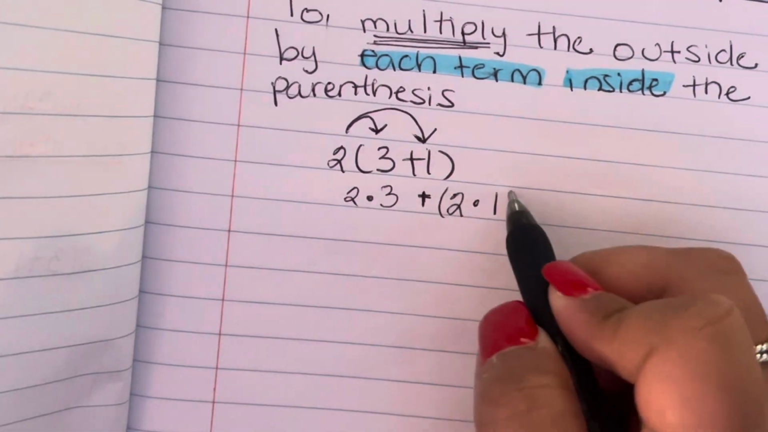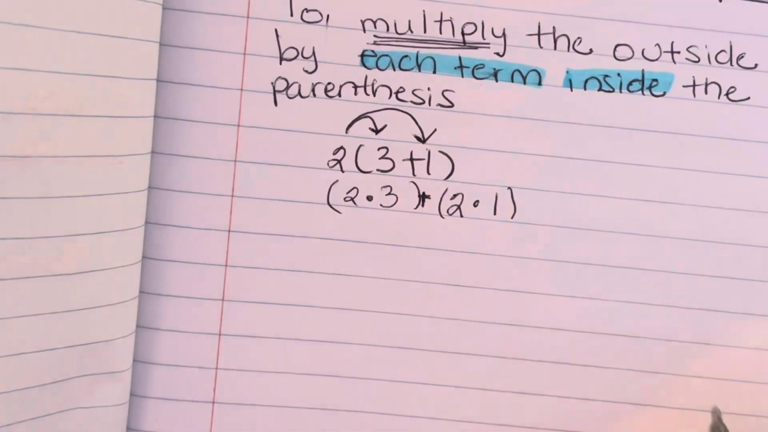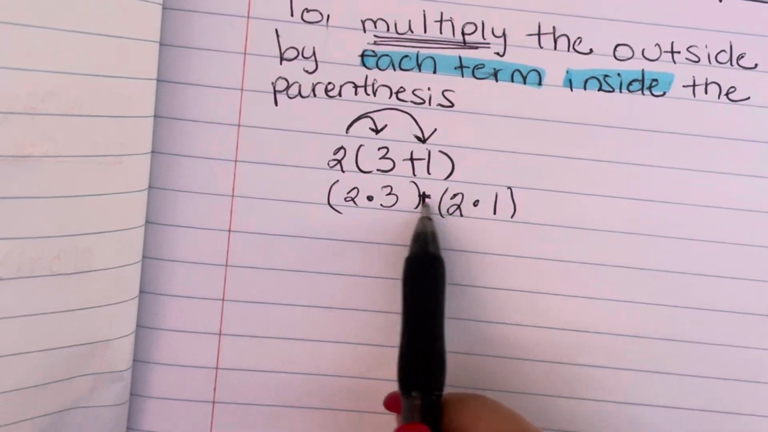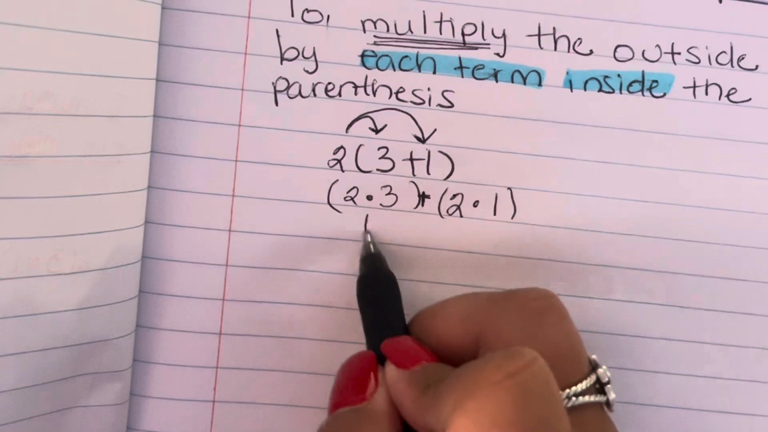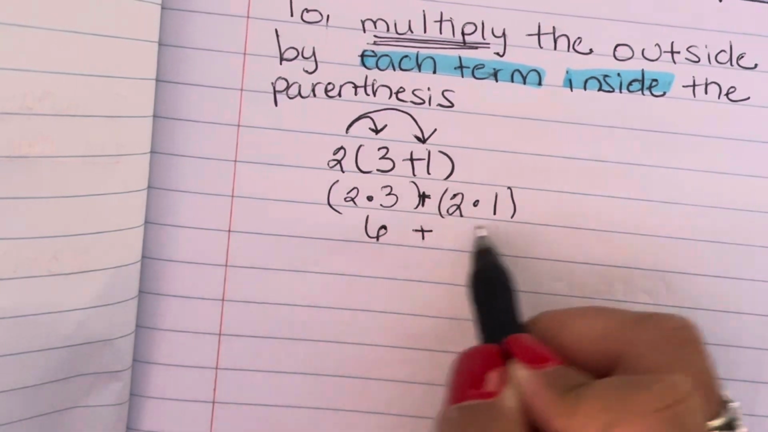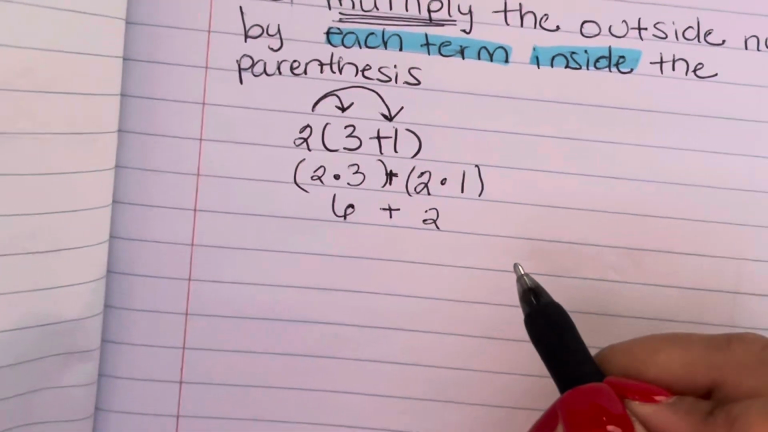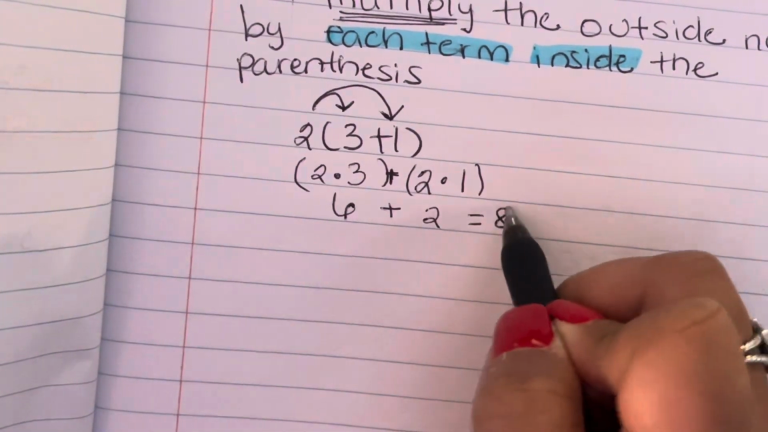I'm going to put these in parentheses so it looks nice. It's just holding the 2 times 3 and the 2 times 1, and this is addition. 2 times 3 is 6. I'm going to bring down the plus sign, and 2 times 1 is 2. And then we add 6 plus 2, which is 8.